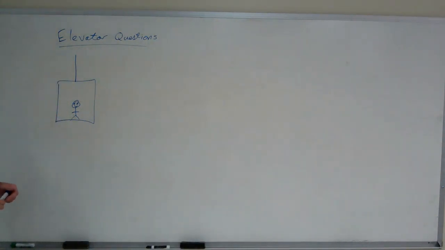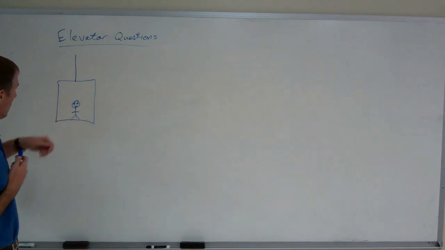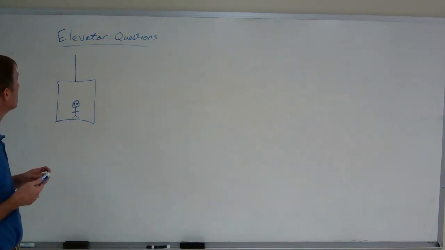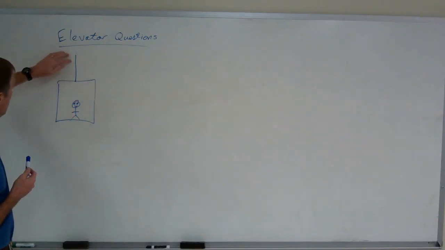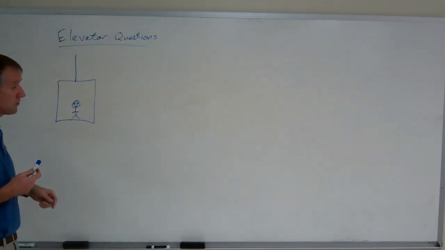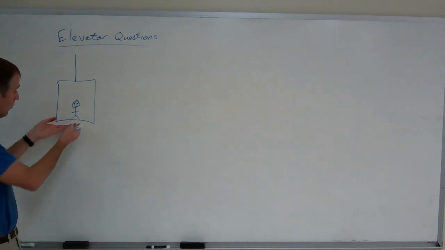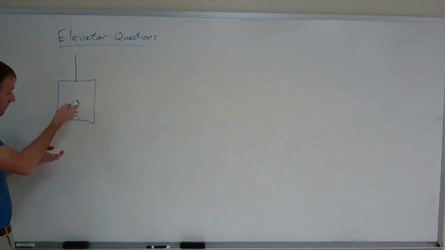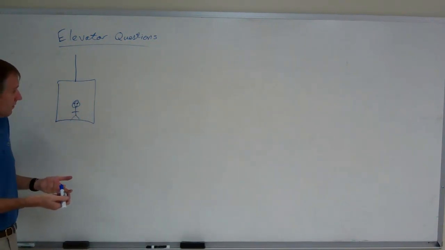Going up and down in an elevator is a classic physics question. So here you are, you're looking rather stick-like, but you're happy. You're in the elevator, the cable's up here. The cable is not attached to you, remember? What moves you is the floor. So you get on the elevator.